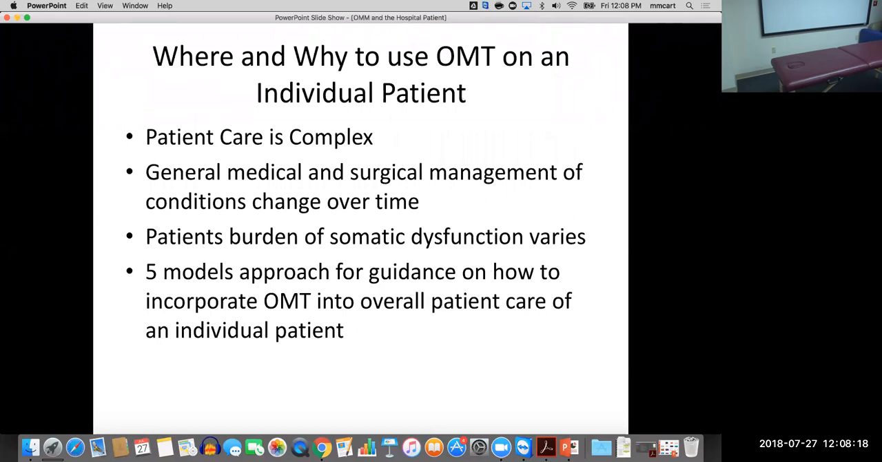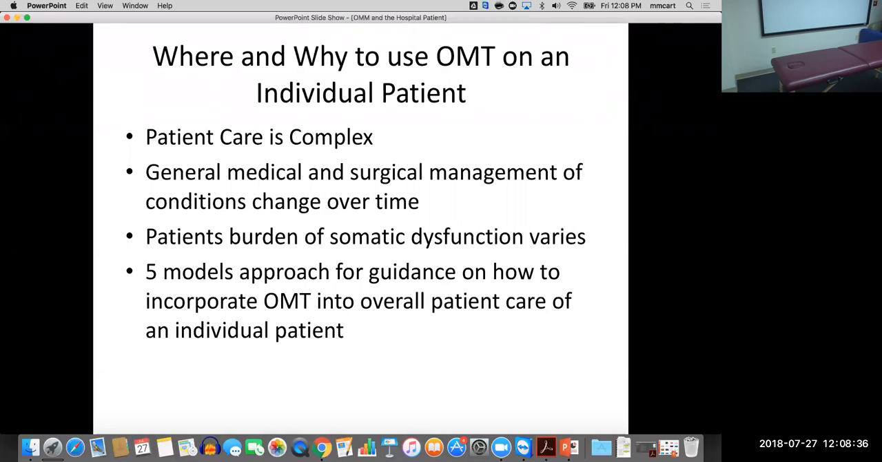We just kind of talked about that, so it's complex. Our medical and surgical management for things changes over time. You guys have lectures on that all the time. Guidelines are changing. And then for a given patient, their overall burden of somatic dysfunction will be different.